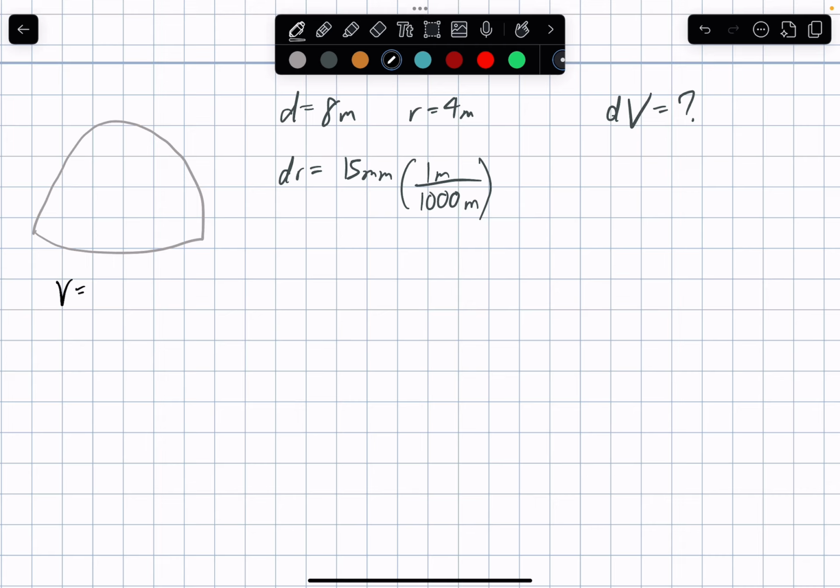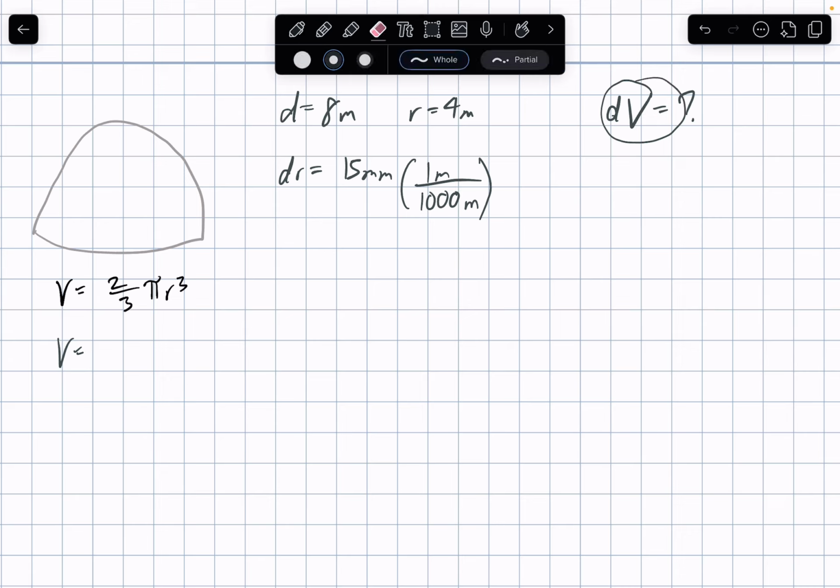So first you have to know what the formula for the hemisphere is supposed to be. It's 2 over 3 pi r cubed. So with the diameter, we have the radius, therefore we can find the volume. So why do we need the volume? Actually, I don't think we do. We're looking for dV. We're not looking for percent error. We're not looking for interior volume. We're just looking for dV.